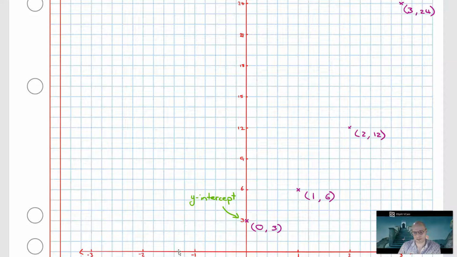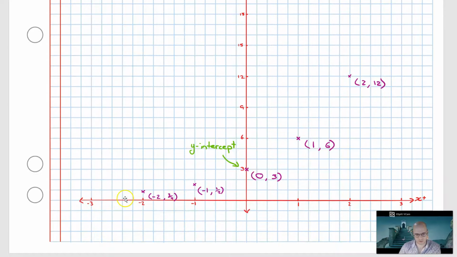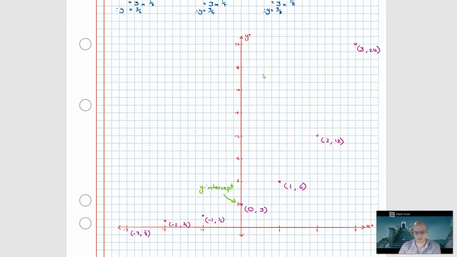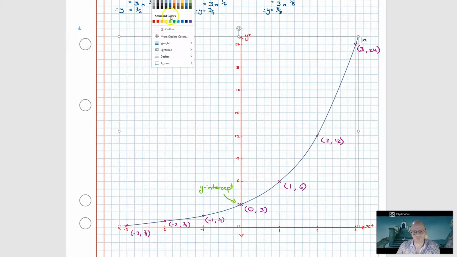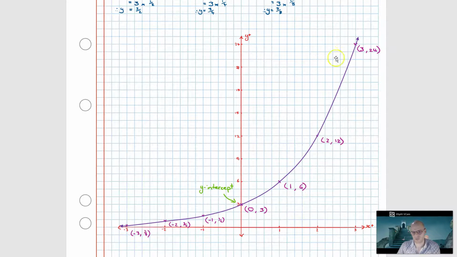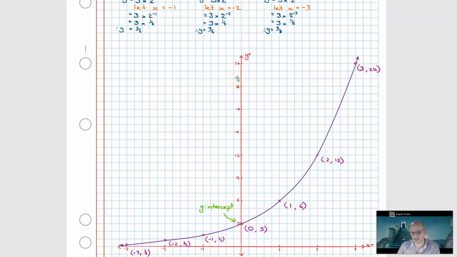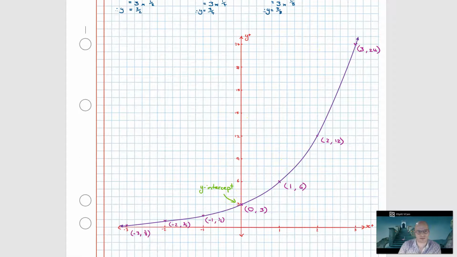On the negative side of the y-axis, we had -1, 3 on 2, so that's roughly here, -2 and 3/4, and then we finished off with -3 and 3/8, pretty much 0. Now, next thing I'm going to do is I'm not going to get a ruler for this, but rather I'm going to try and rule a line that cuts through all of these points. And thus we've converted our numerical representation over here, as well as our algebraic representation, into the graphical representation of our exponential function.